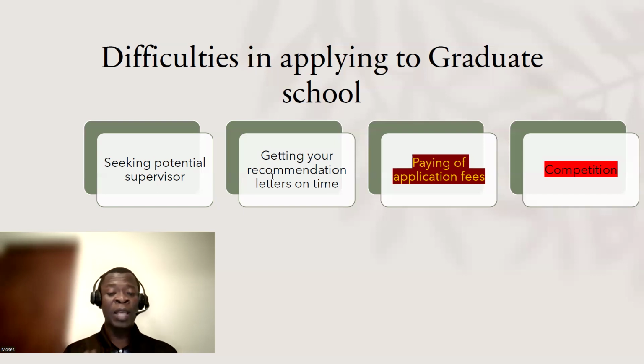But the others are things that you can do, okay? You can get a potential supervisor, and this will increase your chances. You can get your recommendations early. That will tell you how to go about it. And then the application fee, something can be done about it. Okay, so I'm gonna teach you some of the ways to be able to make your application easy, okay, and then navigate through some of these difficulties.